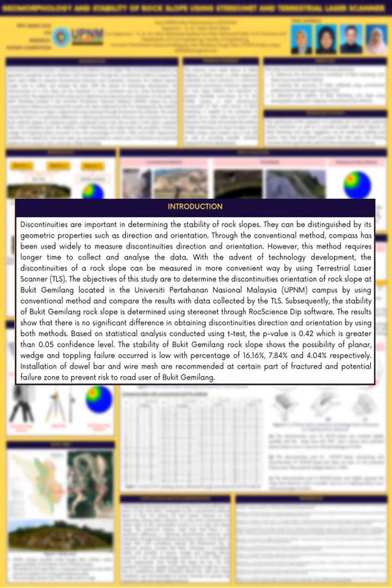Discontinuities are important in determining the stability of rock slopes. They can be distinguished by their geometric properties such as direction and orientation. Through the conventional method, the compass has been used widely to measure discontinuities' direction and orientation. However, this method requires a longer time to collect and analyze the data.